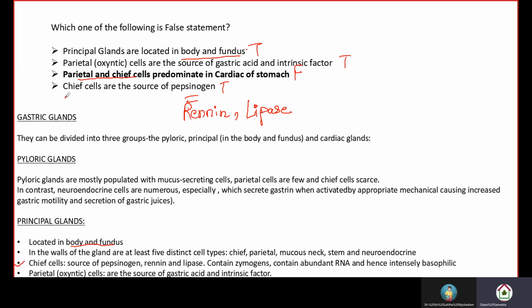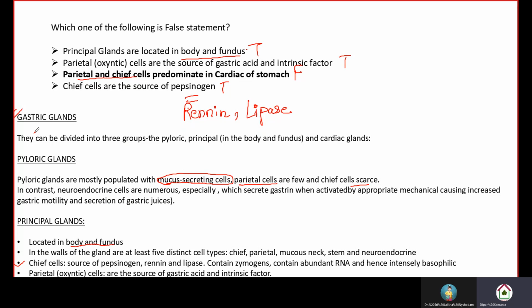Other glands present are pyloric glands. Pyloric glands are mostly populated with mucus secreting cells. Parietal cells are very few and chief cells scarce. So this is about pyloric glands. These all are gastric glands.